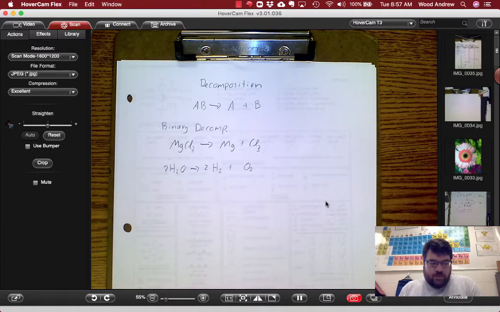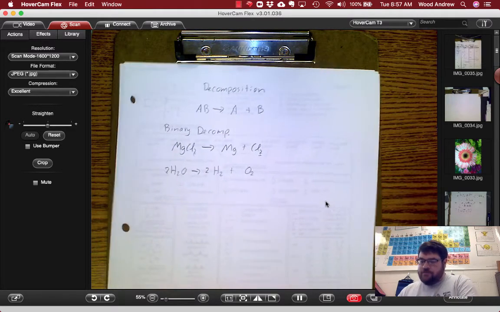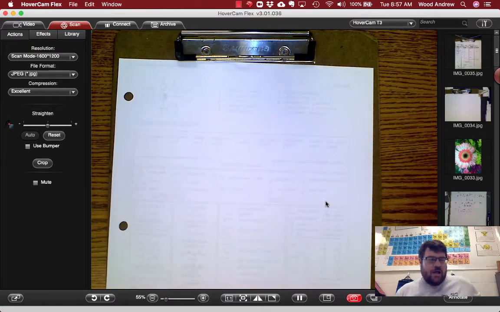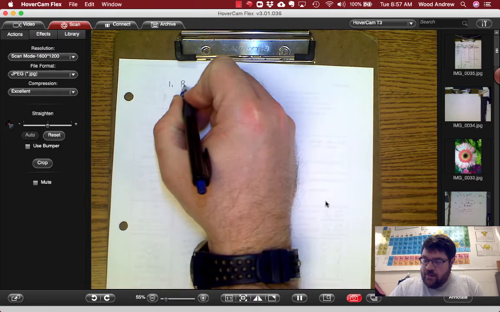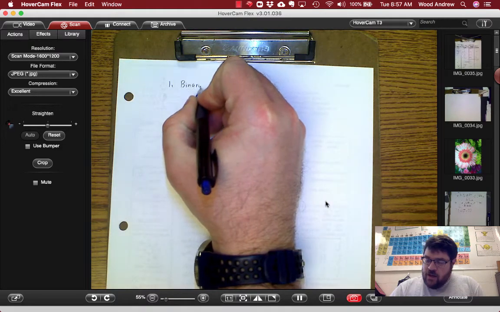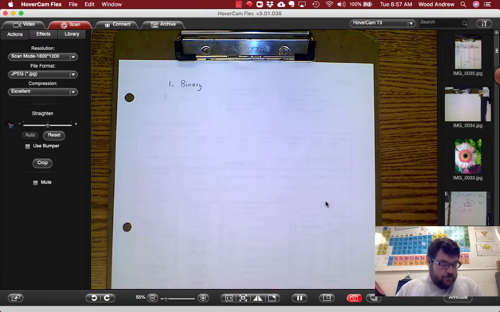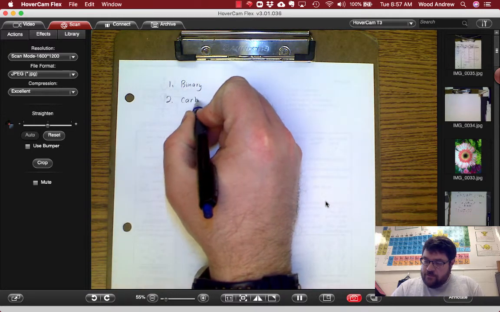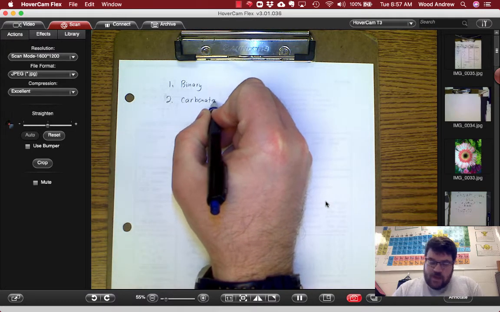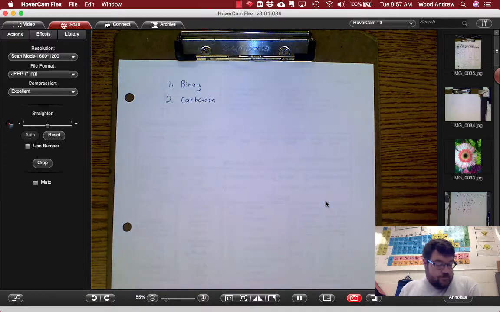They just split apart. The problem is there are other types as well, and these become a little more complicated. Nothing we can't handle. So if you look at the bottom of the first page, it gives you the types. Type number 1 was straight up binary, and those are real simple. They just split apart. Type number 2, carbonates break down to form an oxide and carbon dioxide.